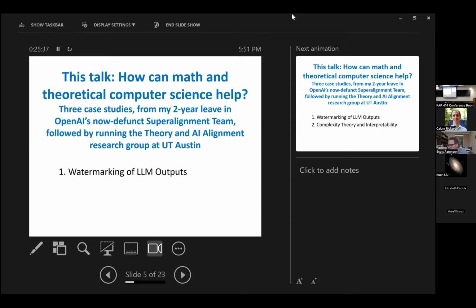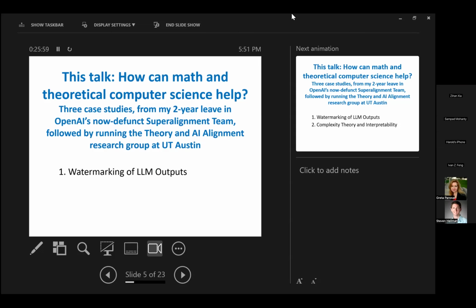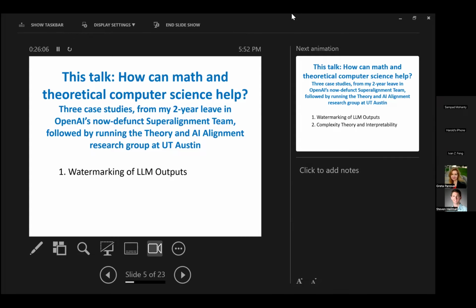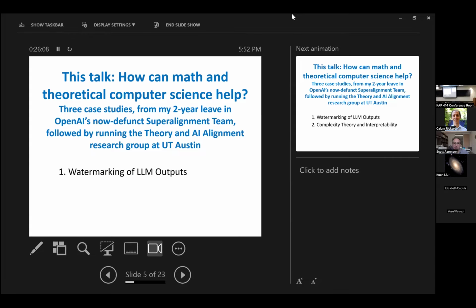Okay, so what I'll talk about today are three directions, starting with my time at OpenAI and then continuing with my time running this group at UT. I will talk about watermarking the outputs of large language models. This is the most immediately practical AI safety topic that I've worked on. I even have a solution that could be deployed now, although it's only been deployed to a limited extent. We'll talk about why.